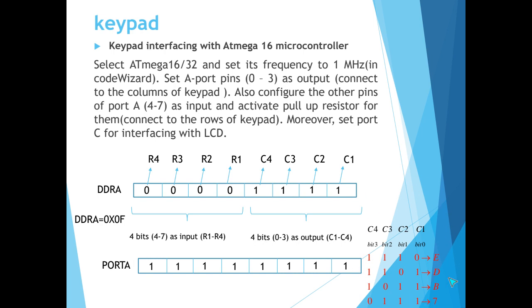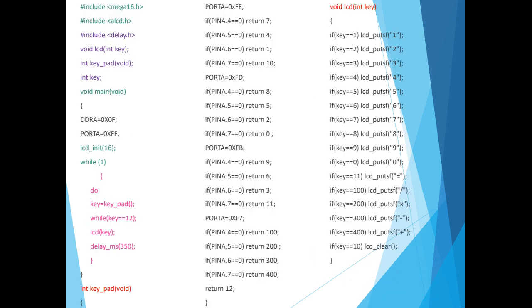Now, by having this information, we know that bit 0 is connected to C1, bit 1 is connected to C2, bit 2 is connected to C3, and bit 3 is connected to C4. We want to write the code related to the keypad operation.